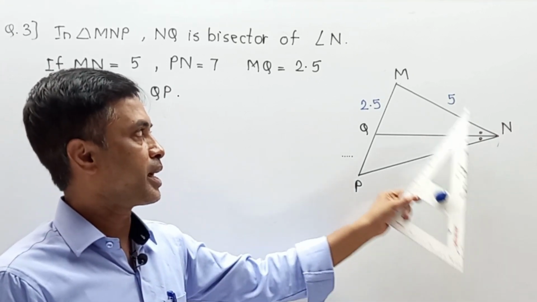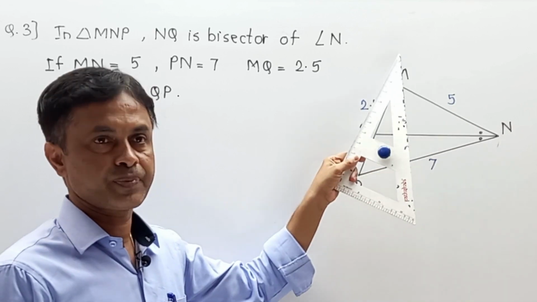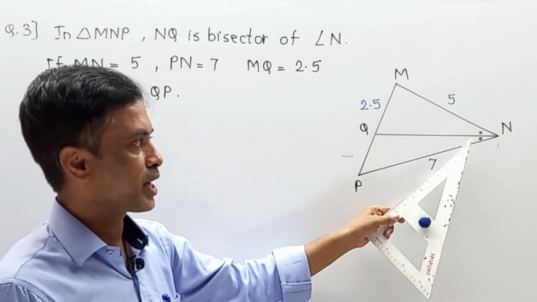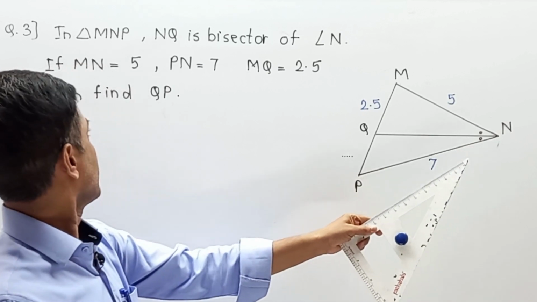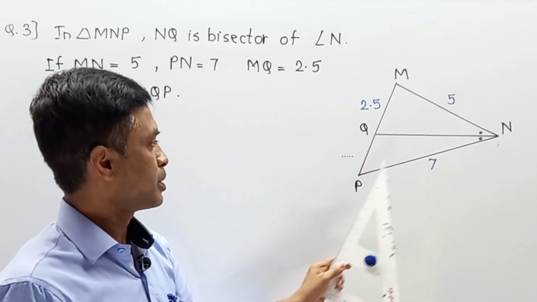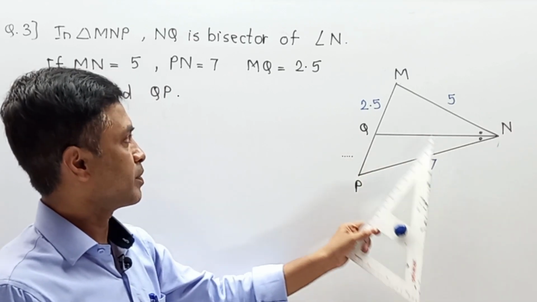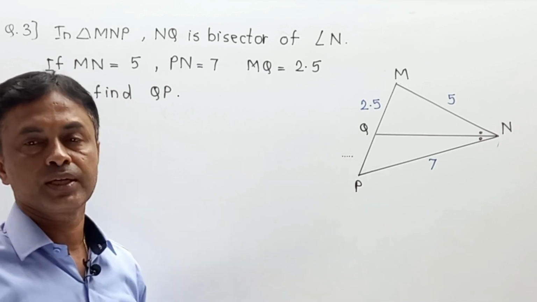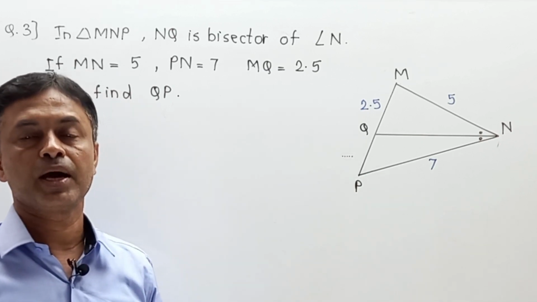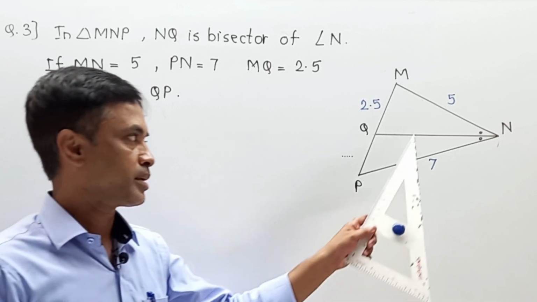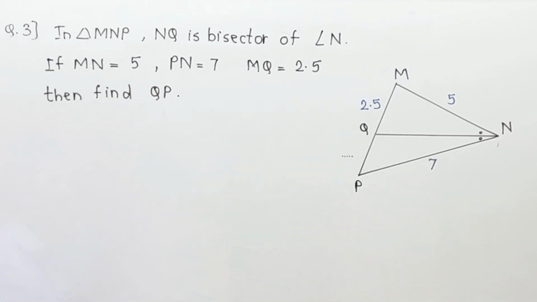In triangle PNM, they have given NQ as an angle bisector, means these two angles are given over here as congruent. Next, MN is equal to 5, PN is equal to 7, MQ is 2.5, then find QP. Means simply this numerical is related or correlated with angle bisector property. So explaining that part over here.